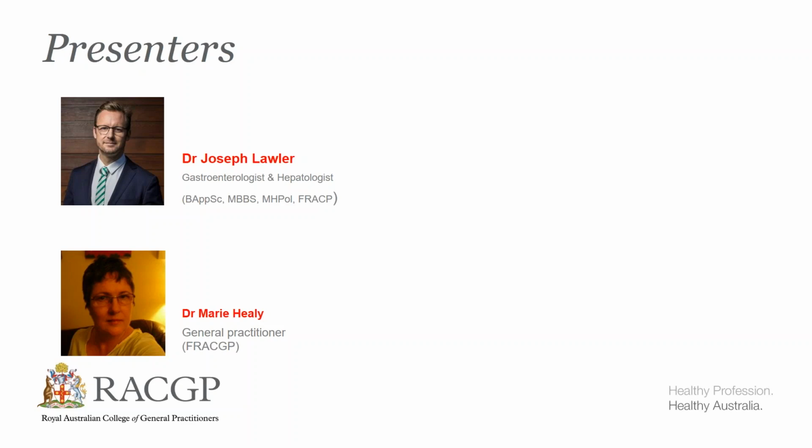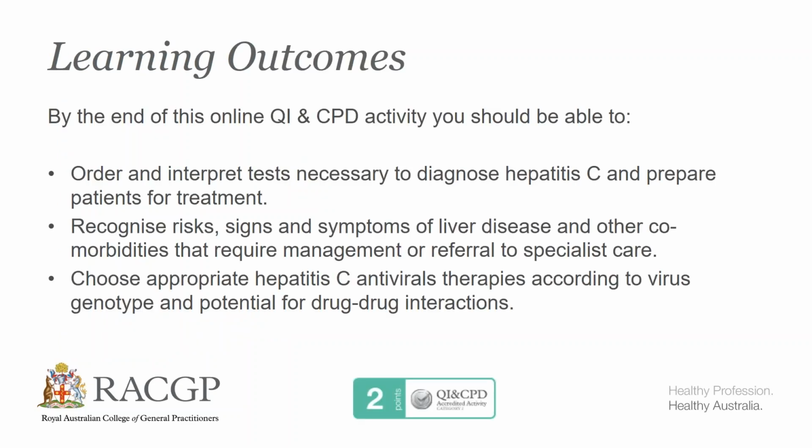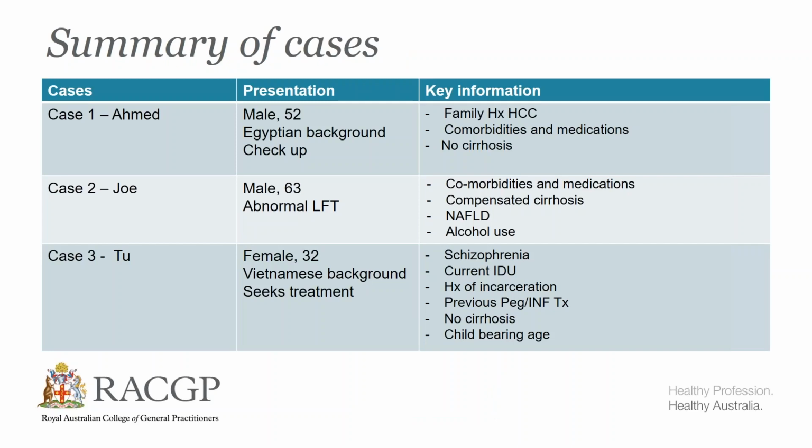So I'll hand over to Mari now, and she'll take us through our learning outcomes for this evening and then jump into the presentation. So hi, everyone. By the end of this activity, you should be able to firstly order and interpret tests necessary to diagnose hepatitis C and prepare patients for treatment, recognise risks, signs and symptoms of liver disease and other comorbidities that require management or referral to specialist care, and choose appropriate hepatitis C antiviral therapies according to virus genotype and potential for drug-drug interactions. So we're going to try our best to cover those three learning outcomes.